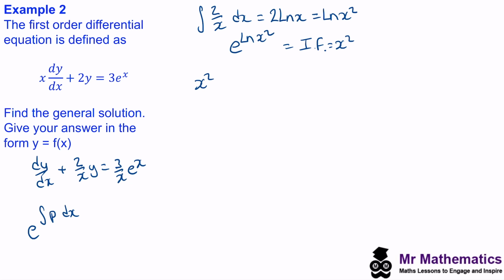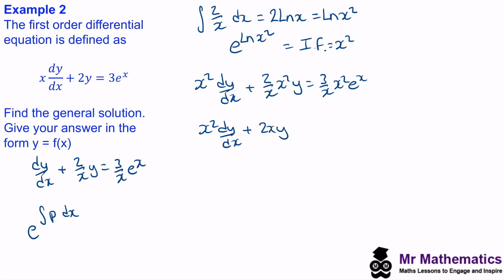So x squared dy by dx plus 2 over x squared y is equal to 3 over x squared e to the x. And can you see that this division of x and x squared will cancel? And the same here. So we can tidy this up as x squared dy by dx plus 2xy will equal 3x e to the x.